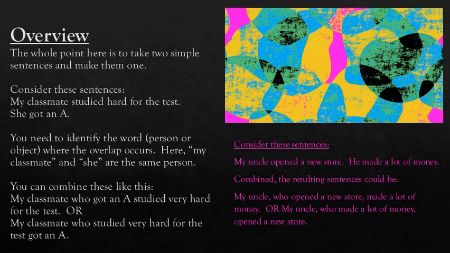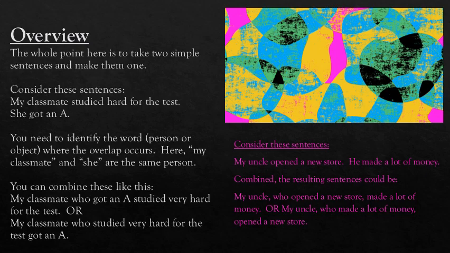Okay, so here's an example. Sentence 1, my classmate studied hard for the test. Great. Sentence 2, she got an A. Both of those simple sentences, independent clauses, subject, verb, and object. So now we need to figure out where we can combine these sentences.